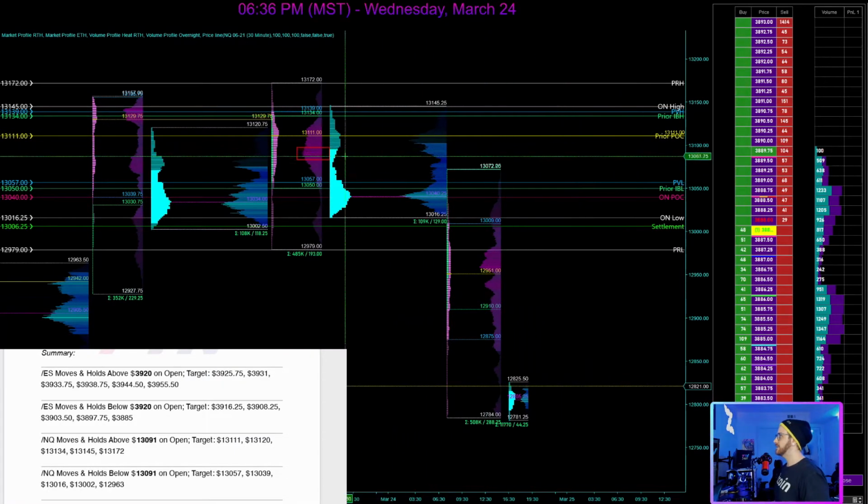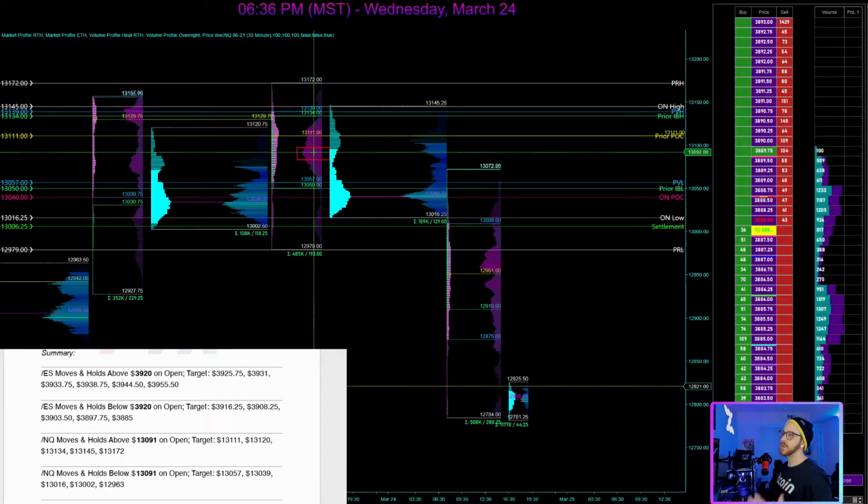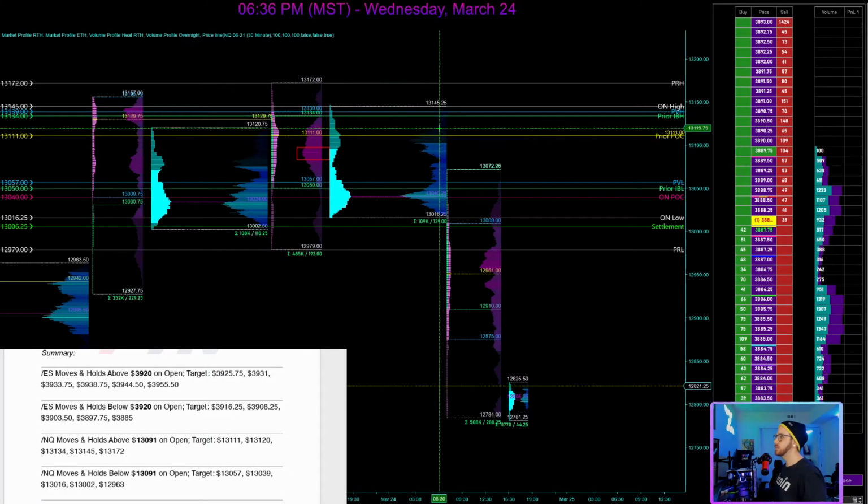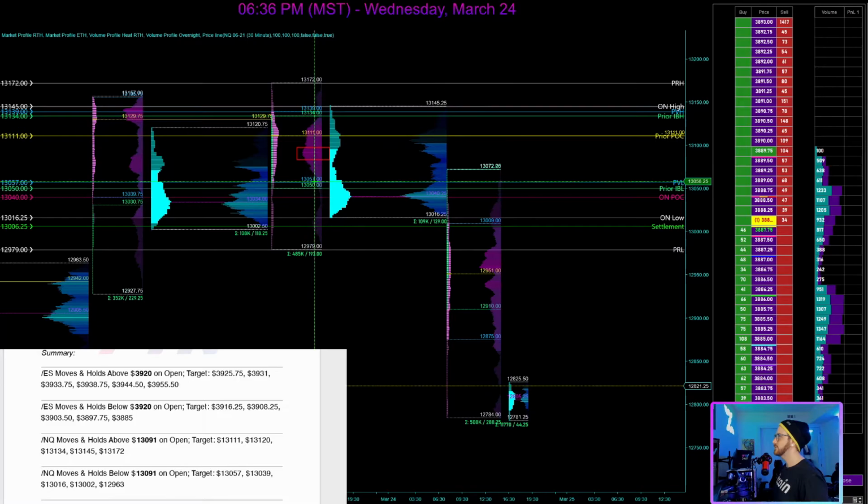Again, that line in the sand was right here, that 1391 level, which was yesterday's volume point of control from the regular trading hour session. And below that, first target that we got hit was the 1357 level. That was the value area low from yesterday, which we talked about earlier, which was a key level as well.